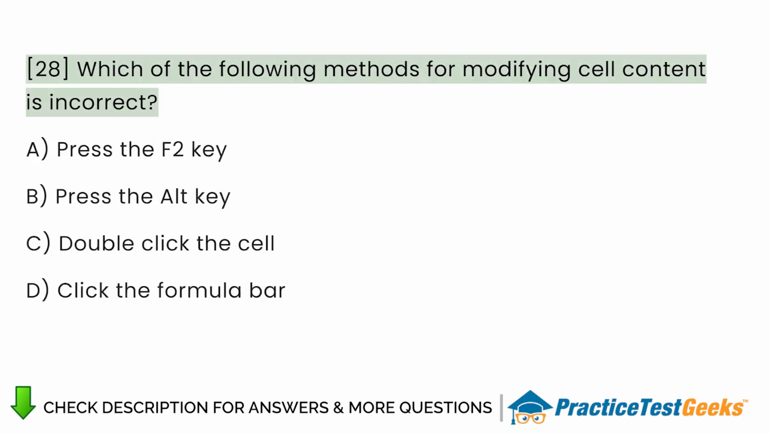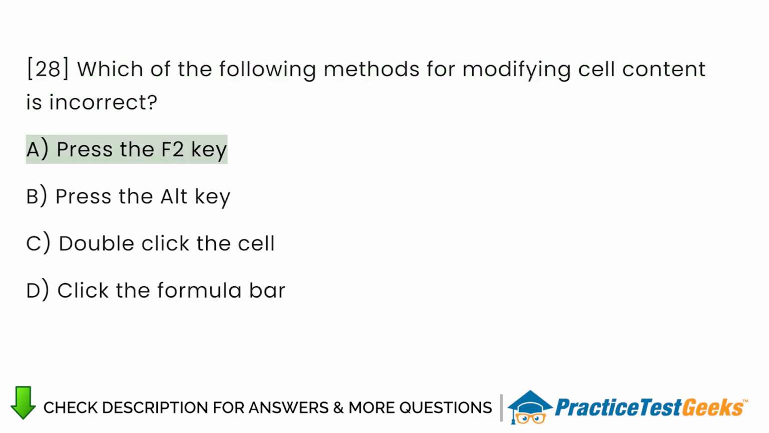Which of the following methods for modifying cell content is incorrect? A. Press the F2 key. B. Press the Alt key. C. Double-click the cell. D. Click the formula bar.